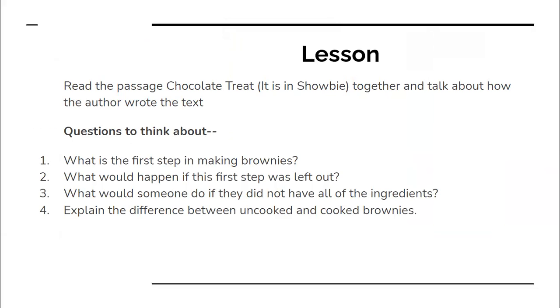We're going to read the passage called The Chocolate Treat. While reading it, I want you to think about these questions. Number 1, what is the first step in making brownies? Number 2, what would happen if this first step was left out?